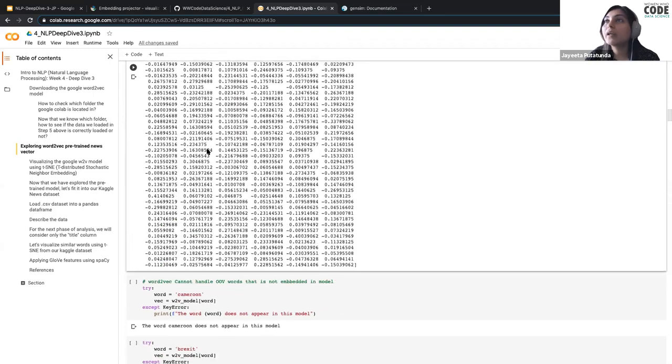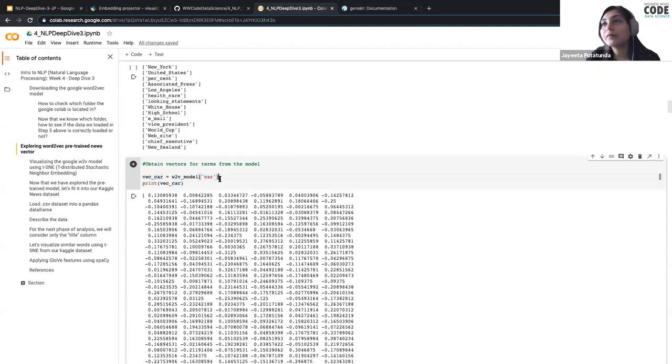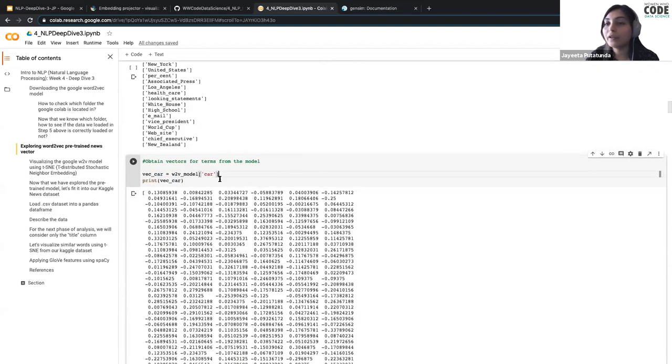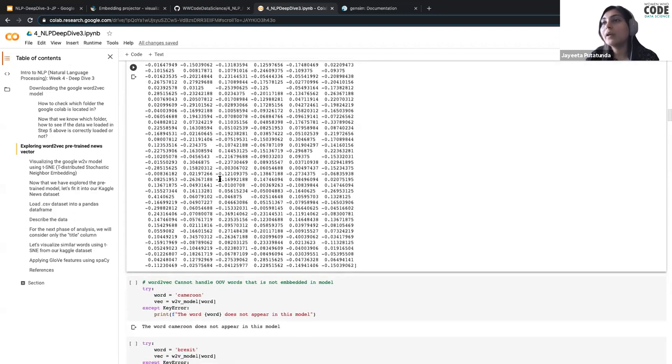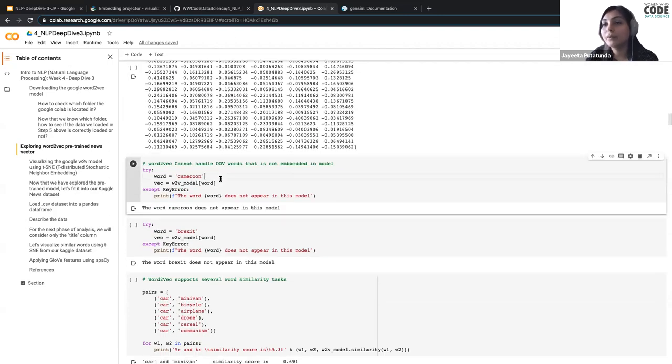But you would say, okay, this is great, but it's not very helpful. It's not helpful for a human eye to look at it in this way. But let's see what we can do in utilizing this model in the next steps.